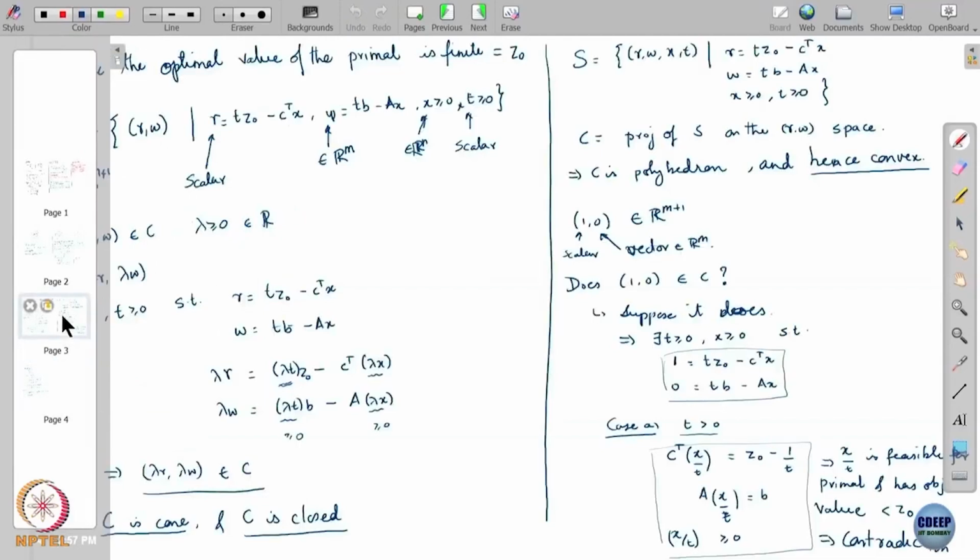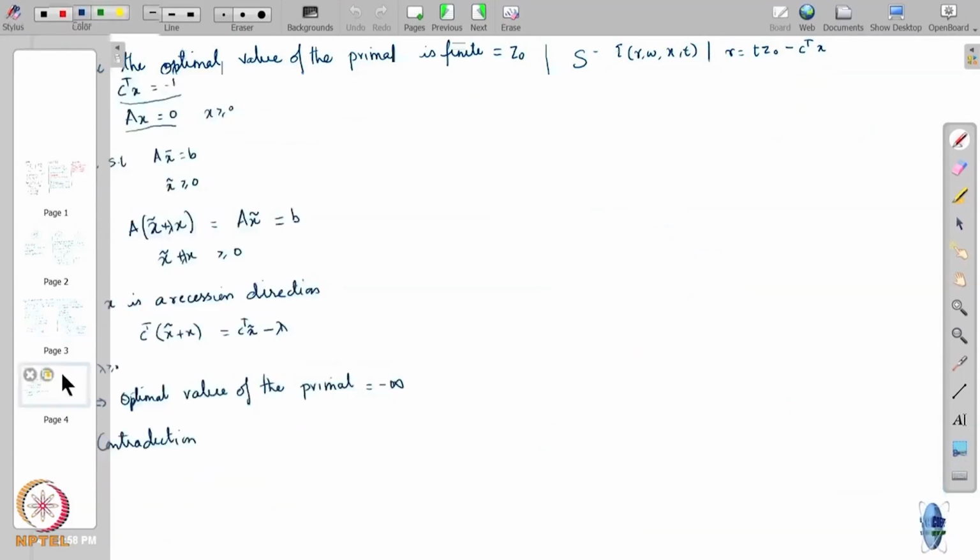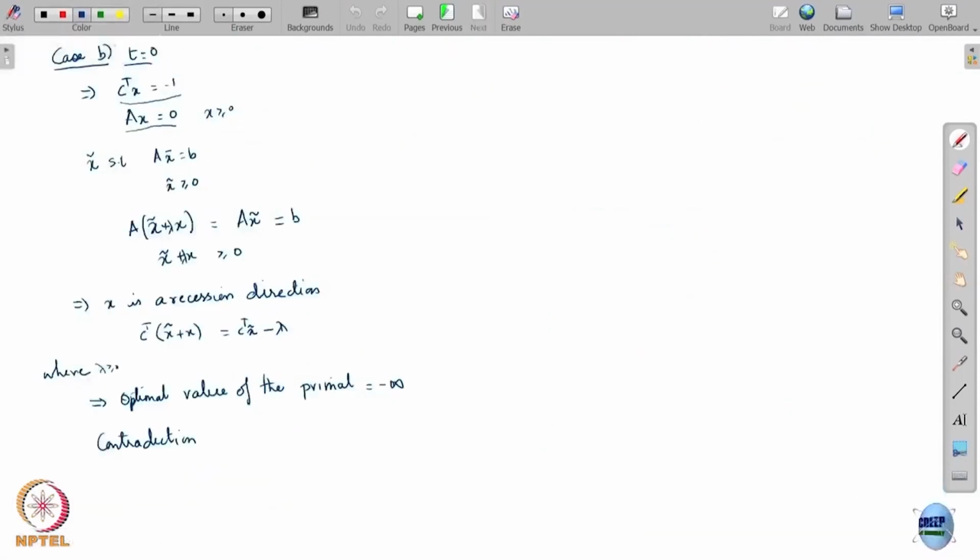We concluded case A is not possible, because in case A you get something better than the optimal, which means you are contradicting optimality. In case B, we are getting that the optimal value is minus infinity, which contradicts that the optimal value is finite. All right.